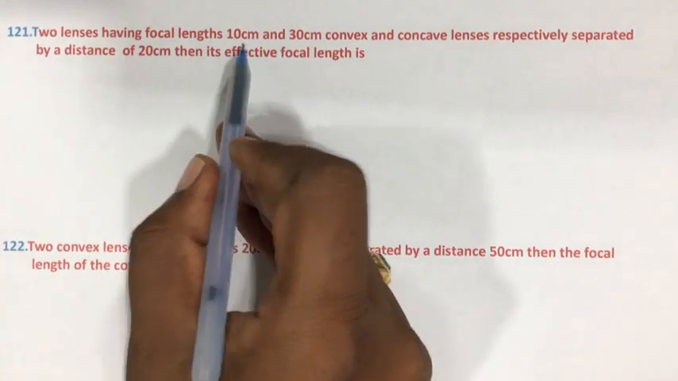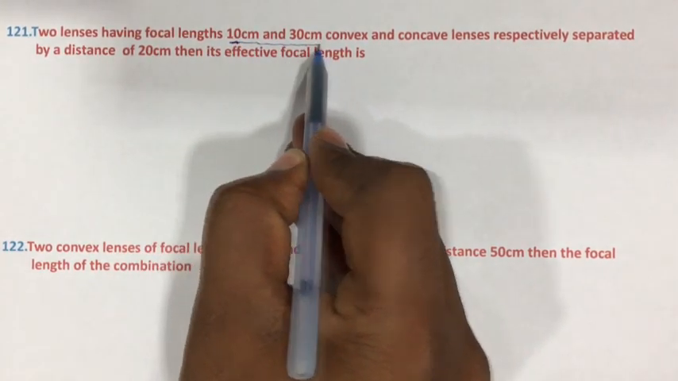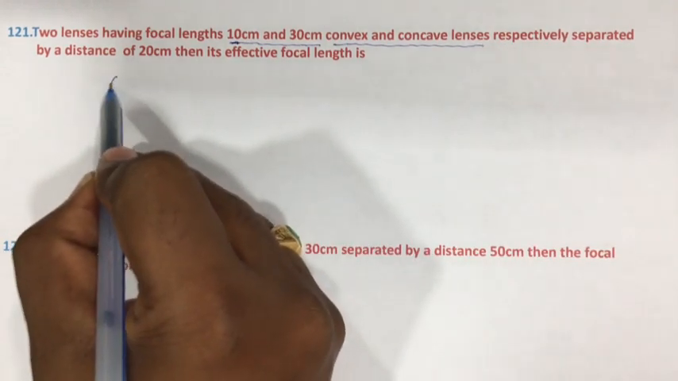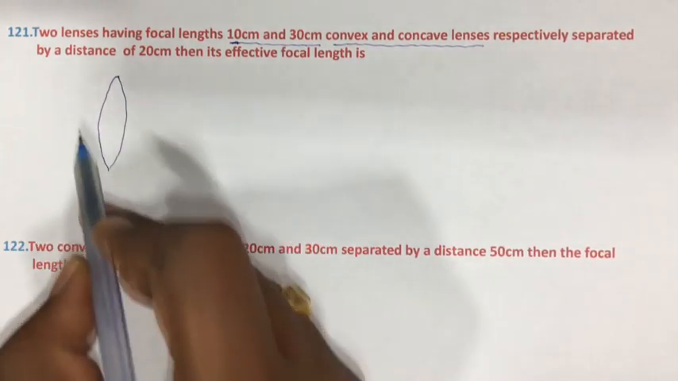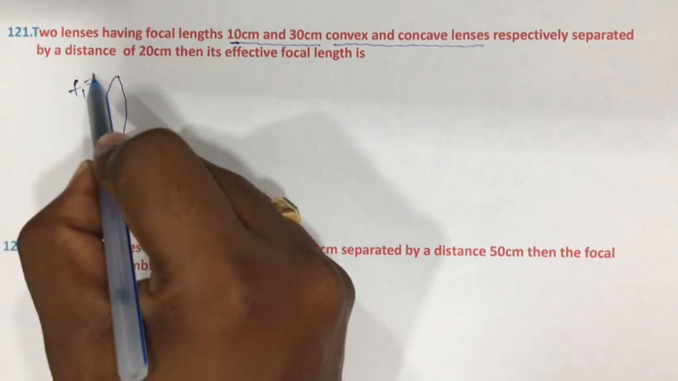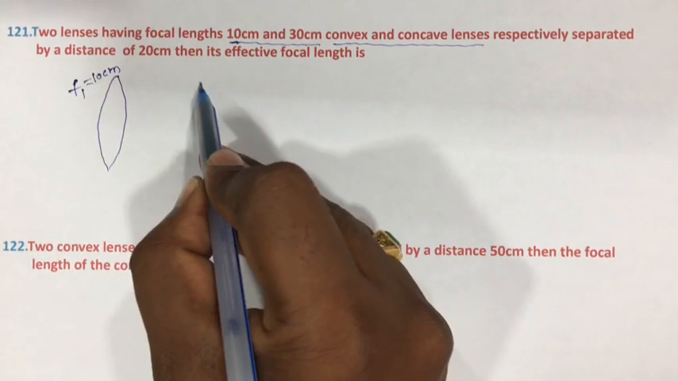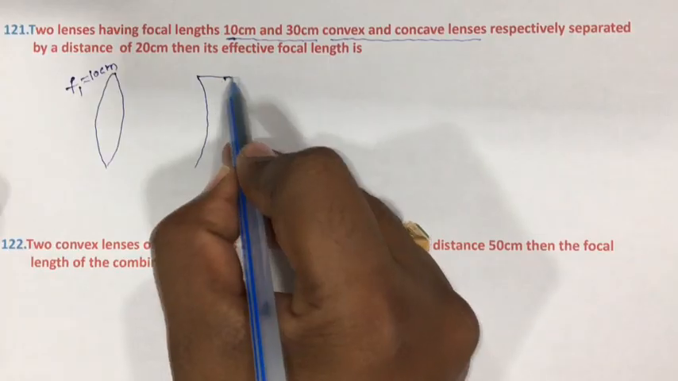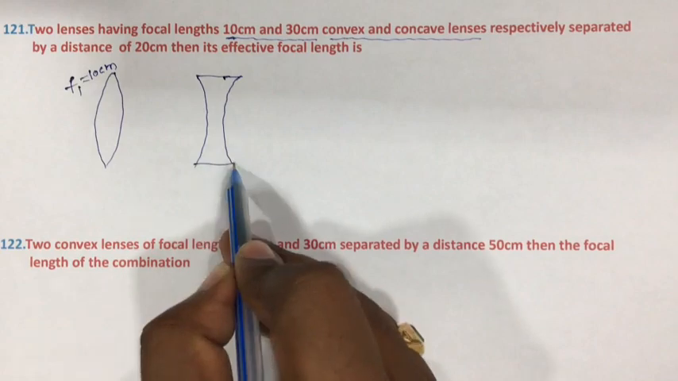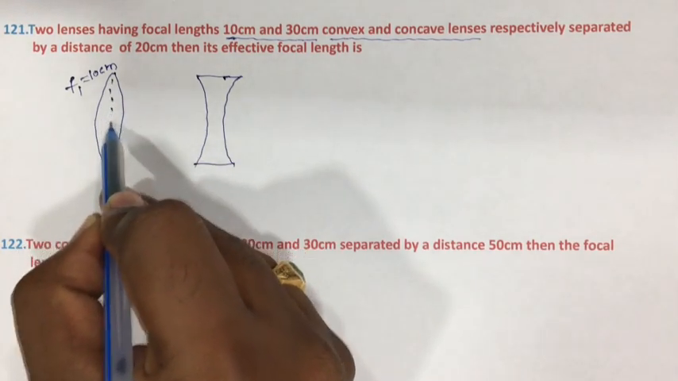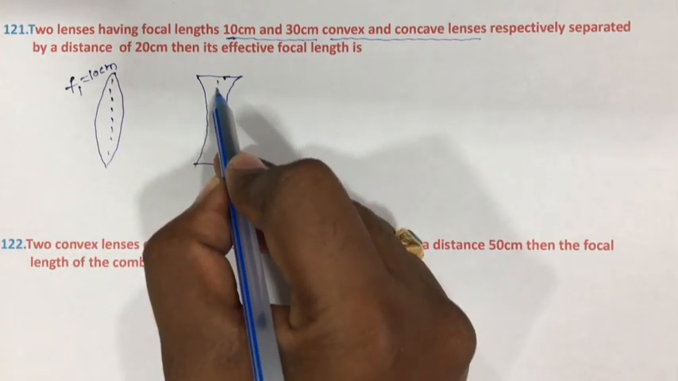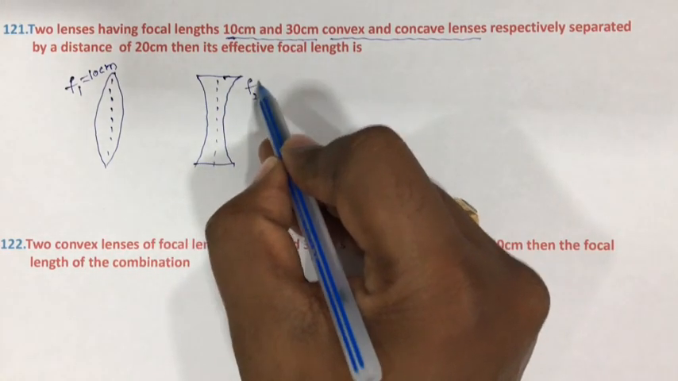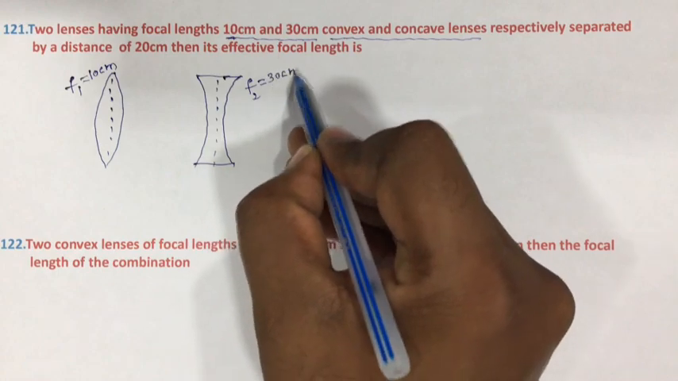Two lenses having focal length 10 cm and 30 cm, convex and concave lenses. One is a convex lens, its focal length f1 is equal to 10 cm. Another one is a concave lens, its focal length 30 centimeters. f2 is equal to 30 centimeters.